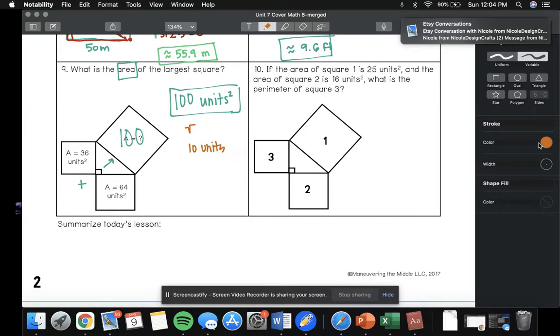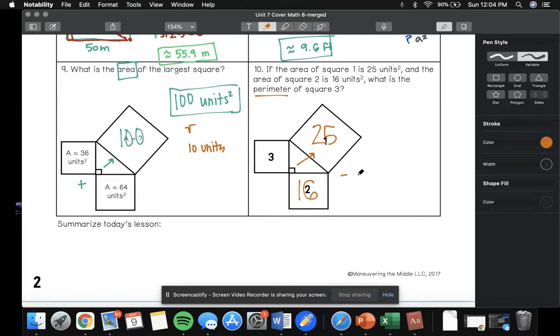All right, number 10. If the area of square 1 is 25 units squared, so I'm going to put 25 right here, and the area of square 2 is 16, what is the perimeter of square 3? So we already know the squares, so I have to ask myself, am I trying to find a leg or hypotenuse? Looks like I know the hypotenuse, so I'm going to subtract. So 25 minus 16, which is 9. So that is the area.